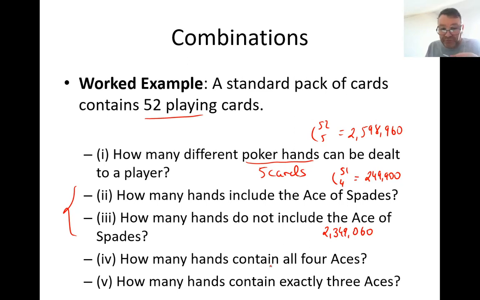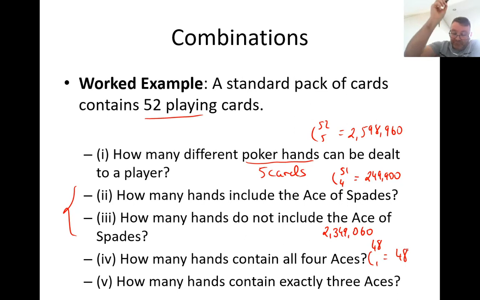Part 4. How many hands contain all 4 aces? Okay, so all 4 aces pushed to the side. How many does that leave me with? Doesn't that leave me with 48 cards? And out of that 48, I'm only allowed to choose 1 to get my poker hand, because a poker hand has 5 cards. And 48C1 is 48.